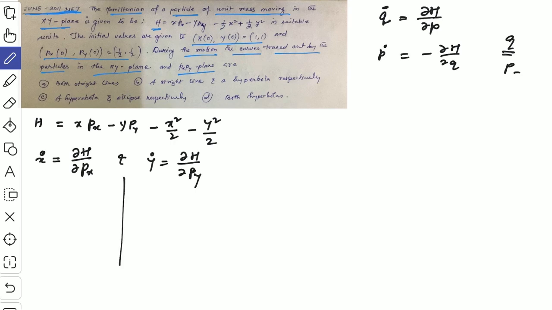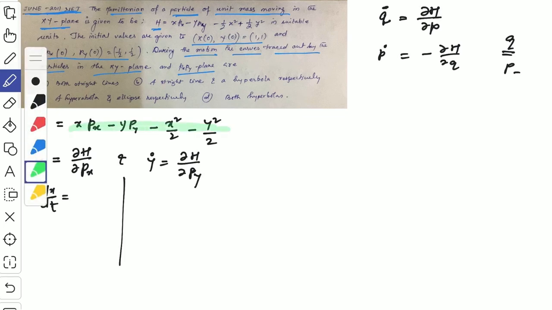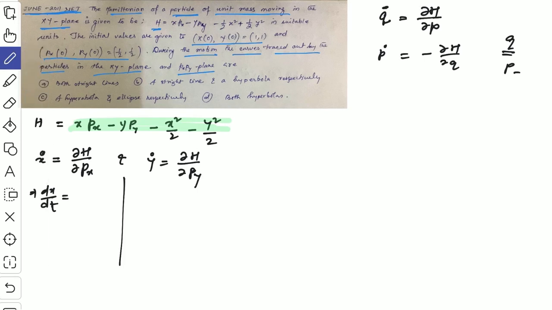Let's find these two separately. x dot represents dx by dt. If you differentiate the Hamiltonian with respect to px, you will get only x, because only this term consists of px, so the remaining terms will be 0. Simplifying, dx by x is equal to dt, and integrating both sides, we get log x, with base e, is equal to t. So x is equal to e to the power t. This is equation number 1.